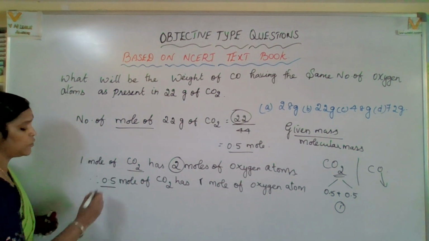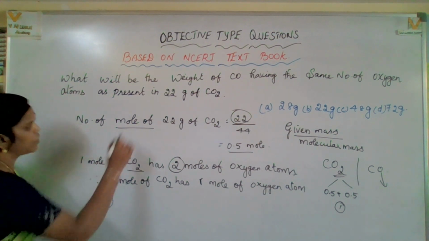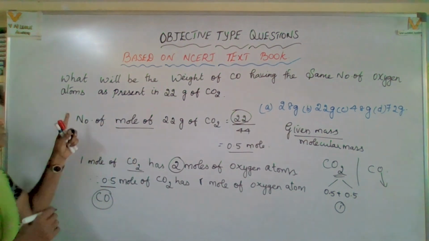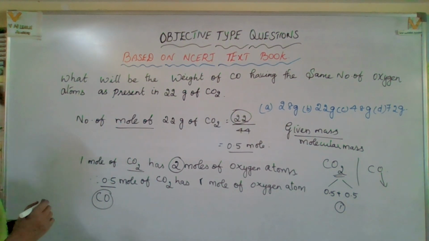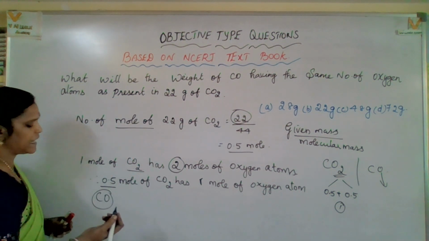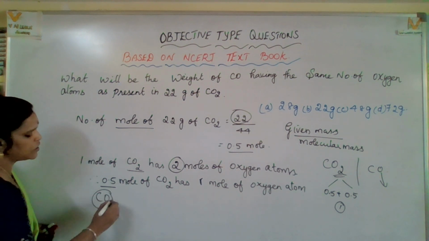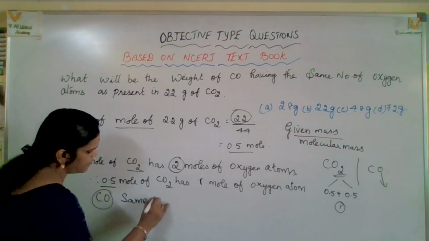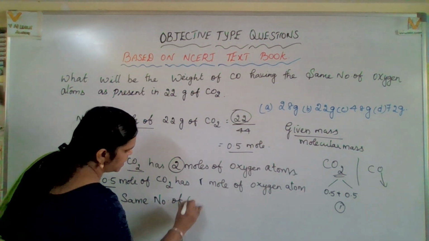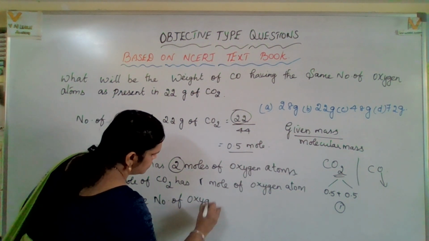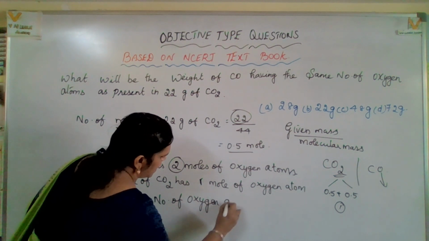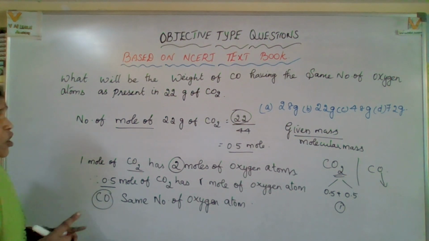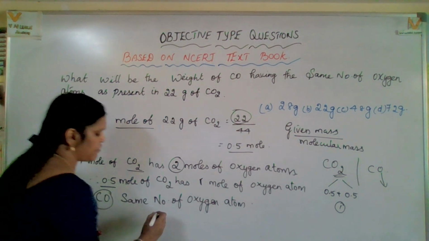Now compare to carbon monoxide. Now come to this point. So here they are asking for the same number of oxygen atoms present in 22 grams of carbon dioxide. Yes, exactly true. So since both have the same number of oxygen atoms, right? So 1 mole of carbon monoxide, how many oxygen atoms are available?